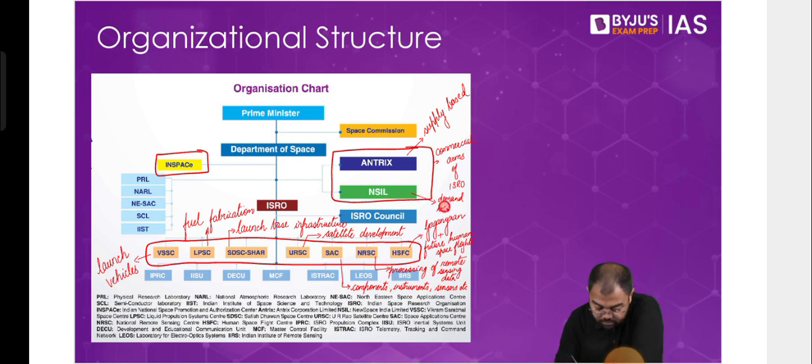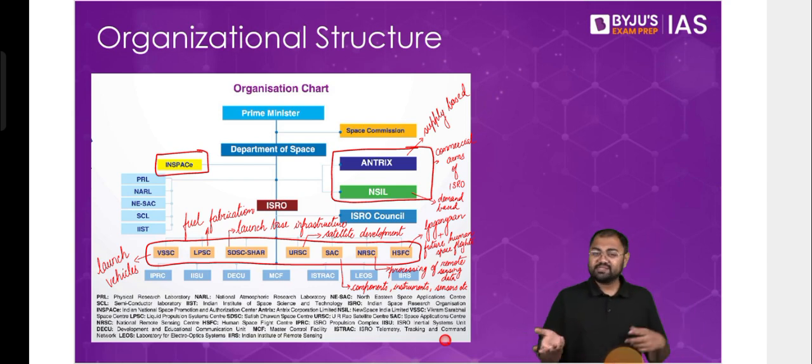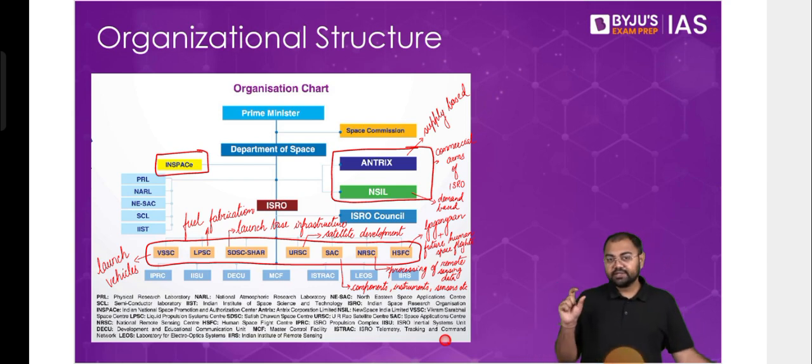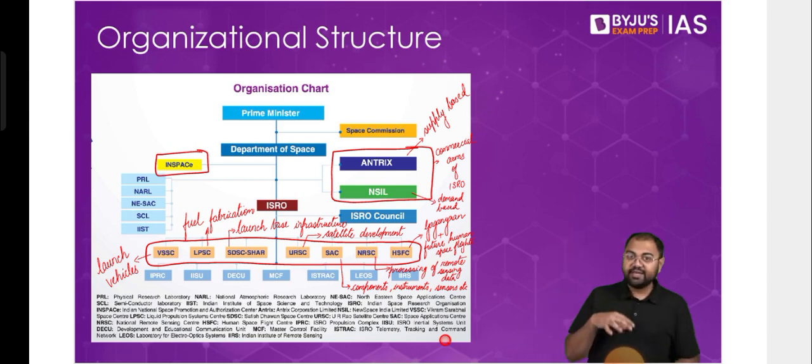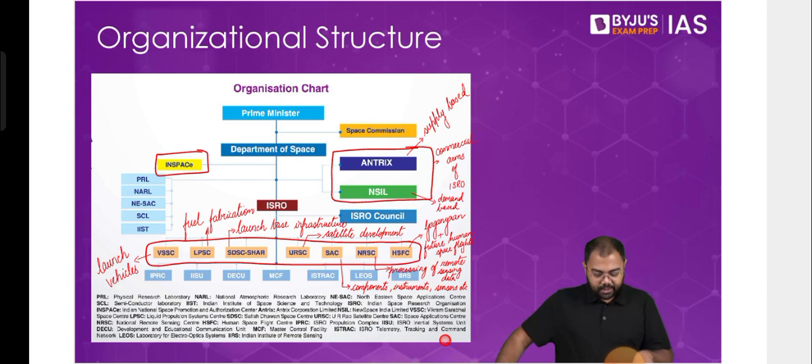So Antrix will be supply based and NSIL is demand based. Now, what do we mean by supply based and demand based? What the government said is that Antrix will be working in the areas where we already have something, and somebody comes to us to purchase something or to ask for some kind of service which already is with us. But NSIL will also take new requests.